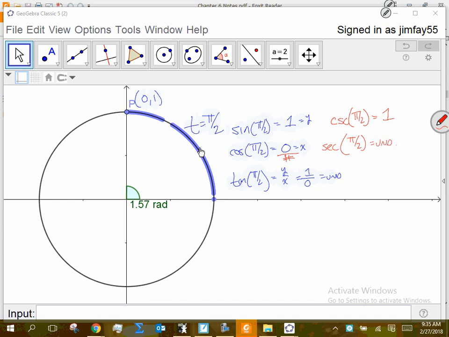So undefined. You can also remind yourself, well, cosine was x, so the reciprocal of that is 1 over x. And if my x value here is 0, 1 divided by 0 is then undefined. What about cotangent of pi over 2? Yeah, it's the reciprocal of that. So that is okay to do. 0 over 1 is 0.